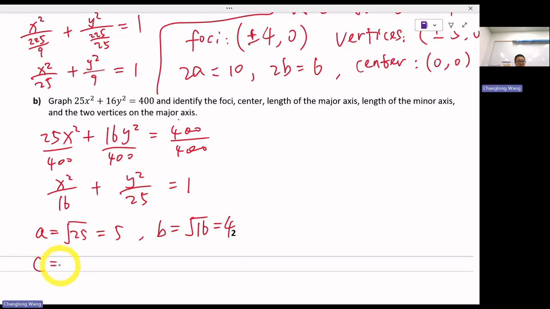And to find out what the c is, you just do the square root of the difference of the squares of a and b, right? So you're going to work it out as 3. So again, we're looking for foci, the what do we call it? The vertices, right, and the length of the major and minor axes.